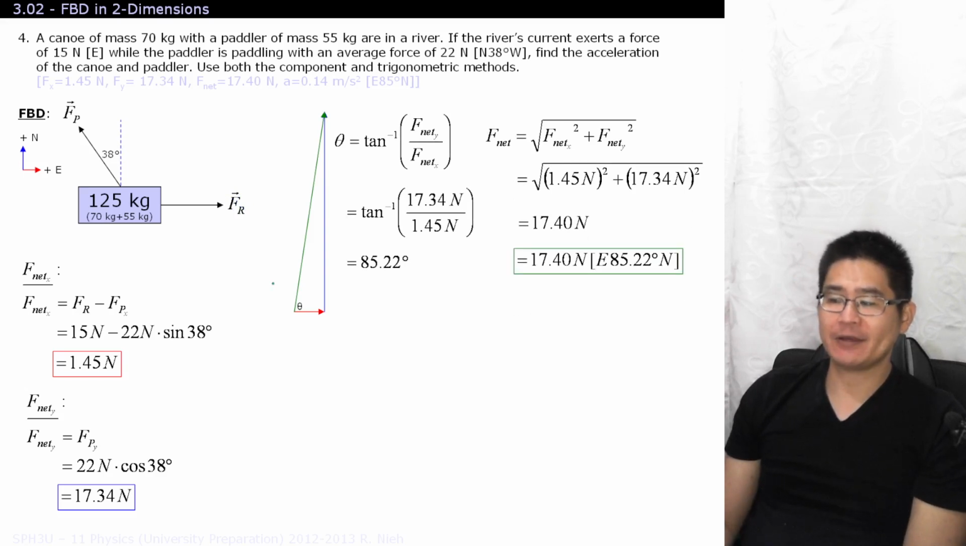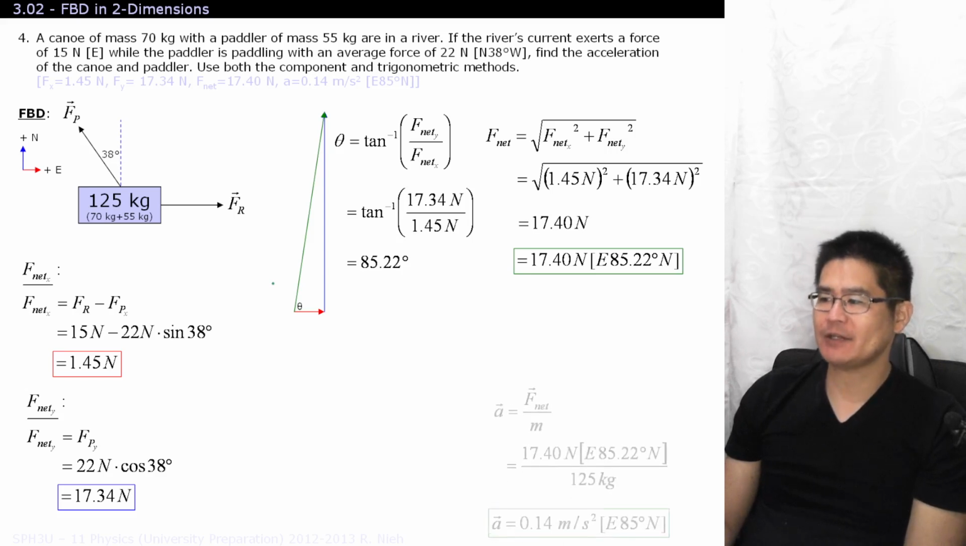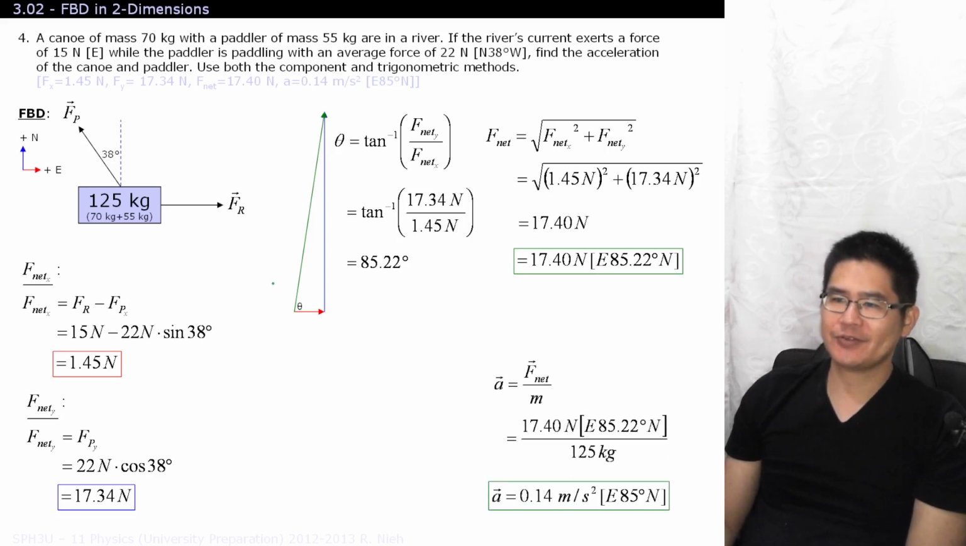Finish it off by finding out the acceleration, where you divide the F net by mass. And there's your answer for number 4.